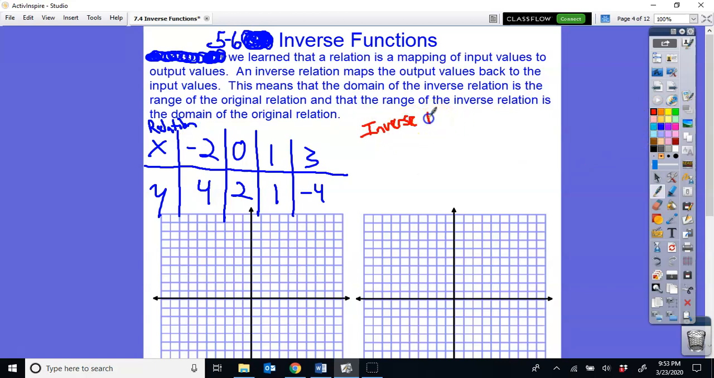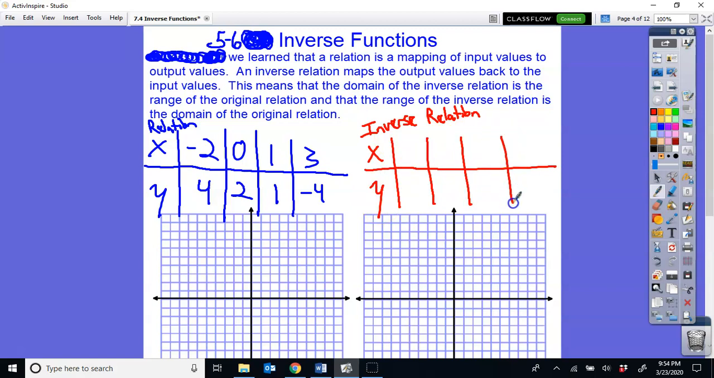An inverse relation is a relationship that takes the outputs from the original relation back to the inputs. In other words, it takes the domain from the original and makes it the range of the inverse. It takes the range of the original and makes it the domain of the inverse. So it takes the outputs back to the inputs.